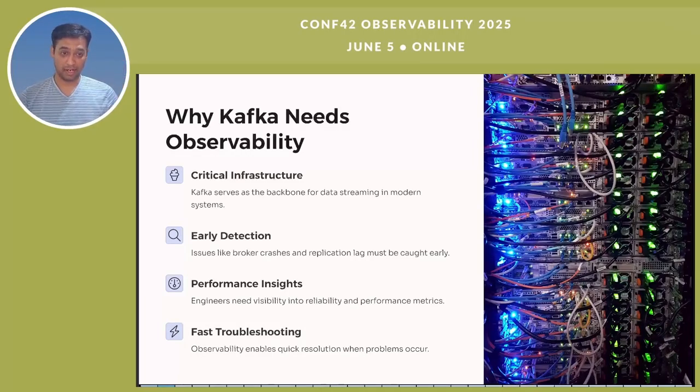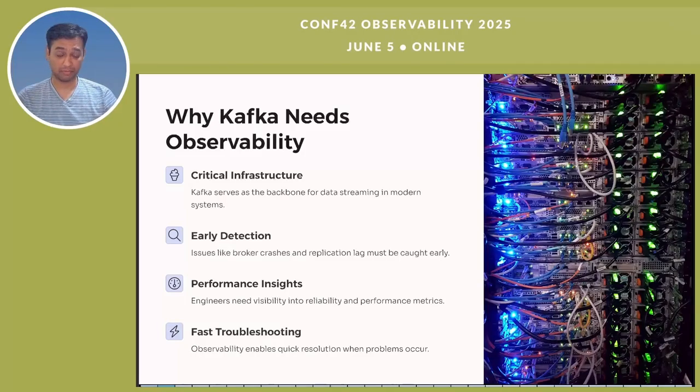As you can see here, the server rack in the photo is basically trying to tell you that Kafka is not just one server. It's almost always a conglomerate of servers working together as a cluster to ensure high availability, reliability, and replication for your data sets. It has become critical infrastructure for a lot of data streaming systems. So early detection is really critical. You want to understand if there is going to be a broker crash, if there is a lot of memory pressure, if there is a replication lag, if consumers are lagging, things like that.